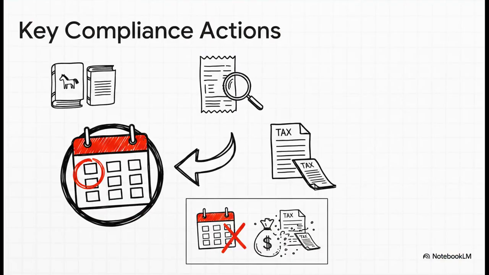So for compliance, a few key things. 1, you absolutely must keep separate, detailed books of accounts just for the horse racing activity. 2, you need to document every single expense. But this last point, this one is the absolute deal breaker. You must file the income tax return that declares this loss on time, within the due date.